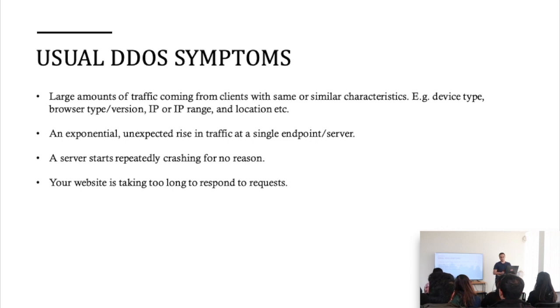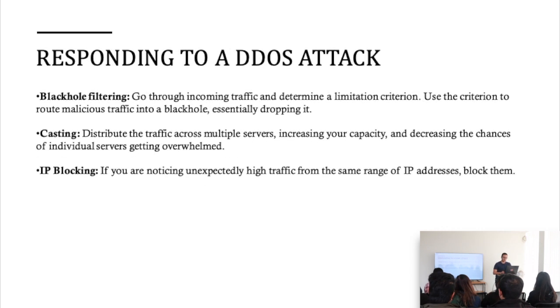So what can we do when we find these symptoms in our websites? To respond to these DDoS attacks, the first one is black hole filtering. In this, we go through the incoming traffic and determine a limitation criterion. We use that criterion to check the traffic, and based on that, we send it to a black hole. It simply means we just drop all the traffic outside. The next one is anycasting, in which we distribute the traffic across multiple servers, increasing our capacity and decreasing the chances of an individual server getting overwhelmed.